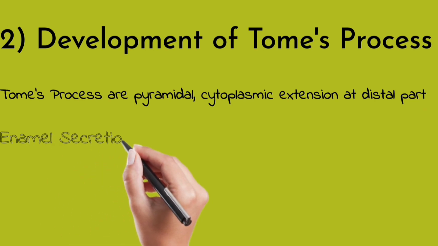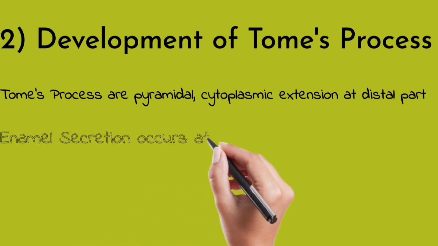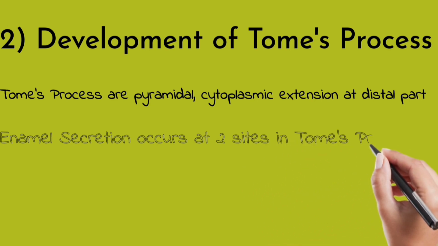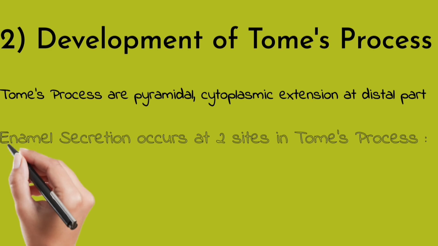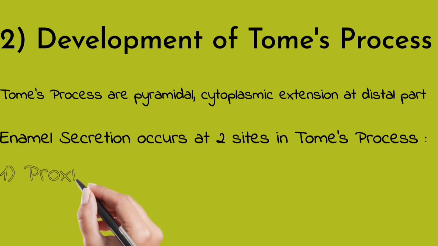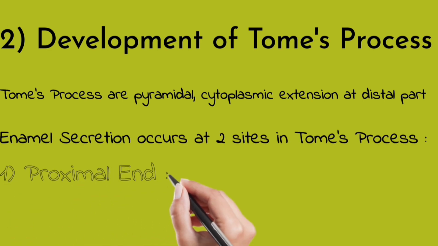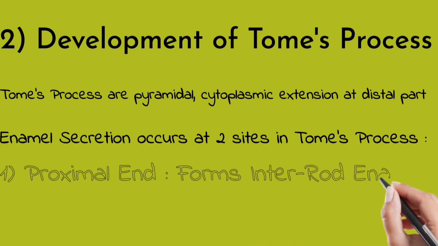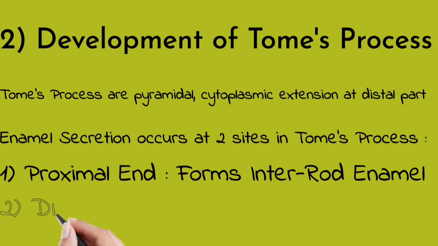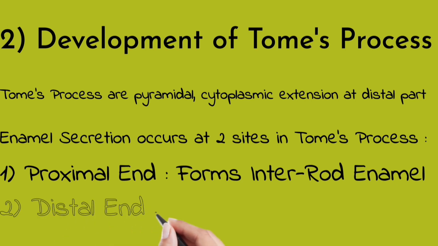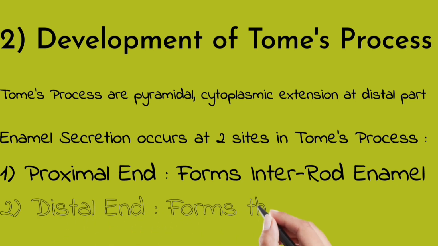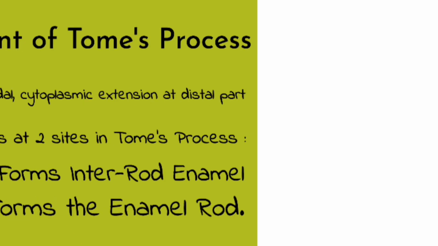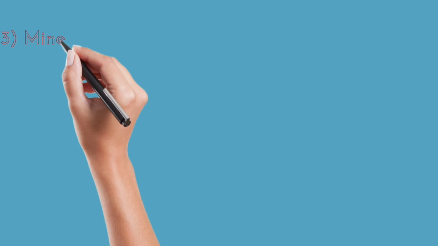You need to remember that at the proximal end it forms interrod enamel, while at the distal end it forms enamel rods. When the first layer of enamel is laid down, Tome's process consists only of the proximal portion, and hence the initial enamel is rodless.